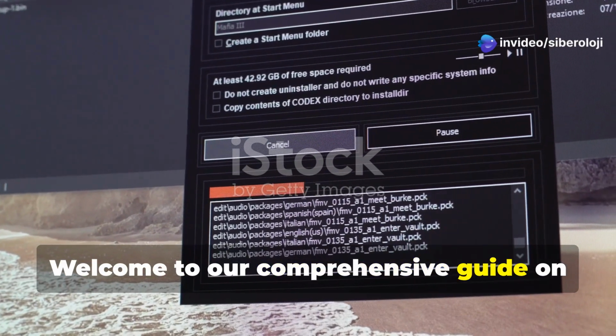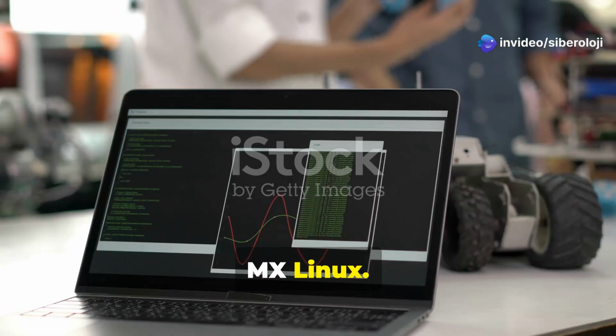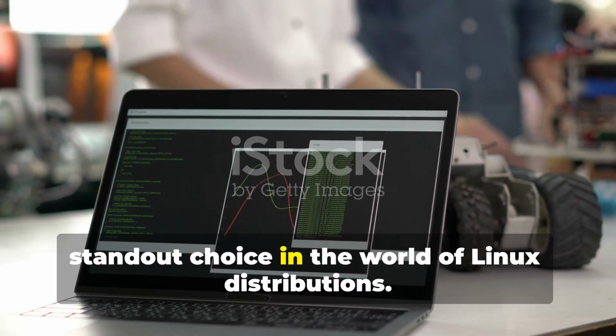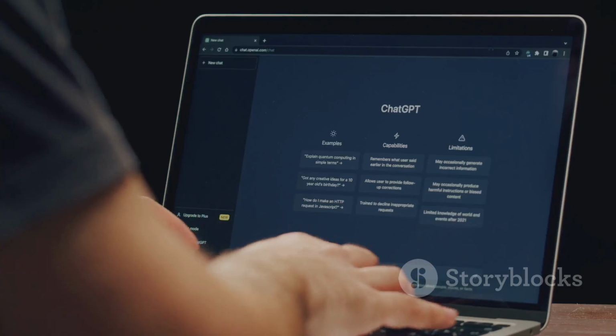Welcome to our comprehensive guide on MX Linux. Over the next few minutes, we will explore what makes MX Linux a standout choice in the world of Linux distributions.